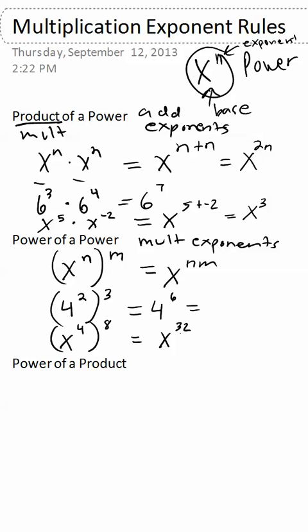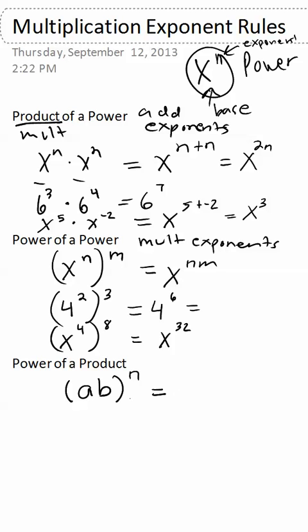Okay, so now we come to the power of a product. And the power of a product is just that. Let's say I have A times B. So that's a product. We're multiplying those two bases together. But then, after we multiply them, we're going to raise them to a power. So let's say we're raising them to the power of n.